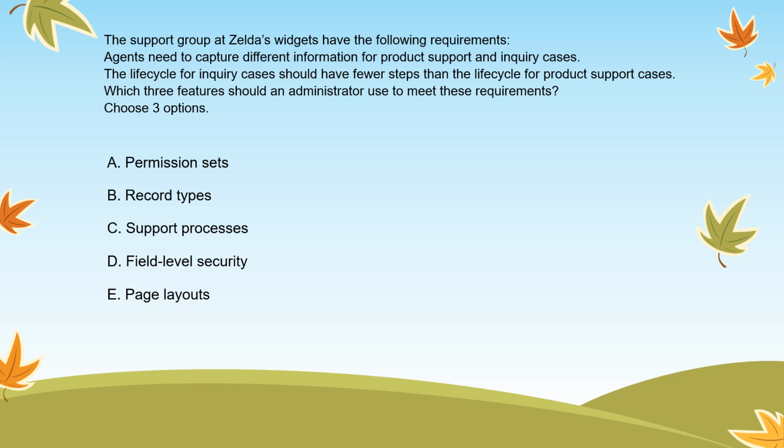And then let's see what the next one is. Field level security controls access to each field, not the object. So that one's going to be out. So we are going to go with record types, support process, and page layouts.